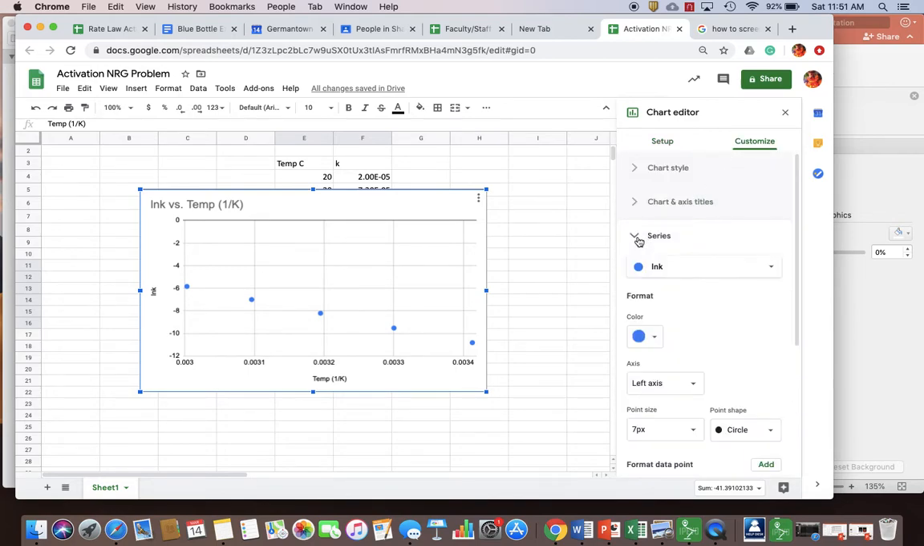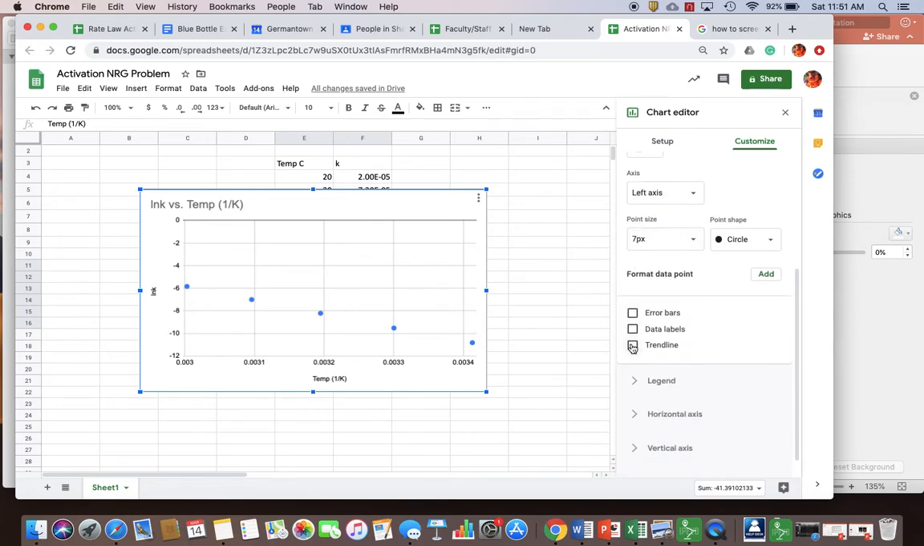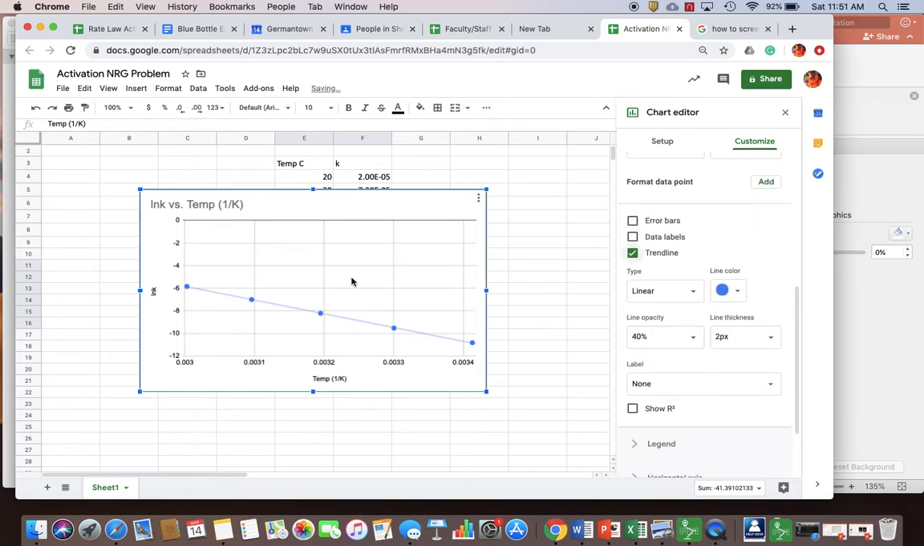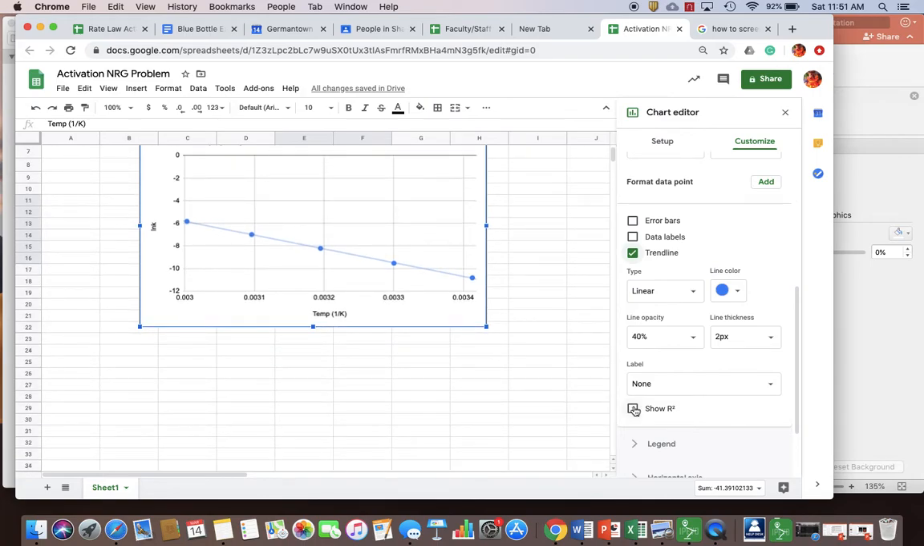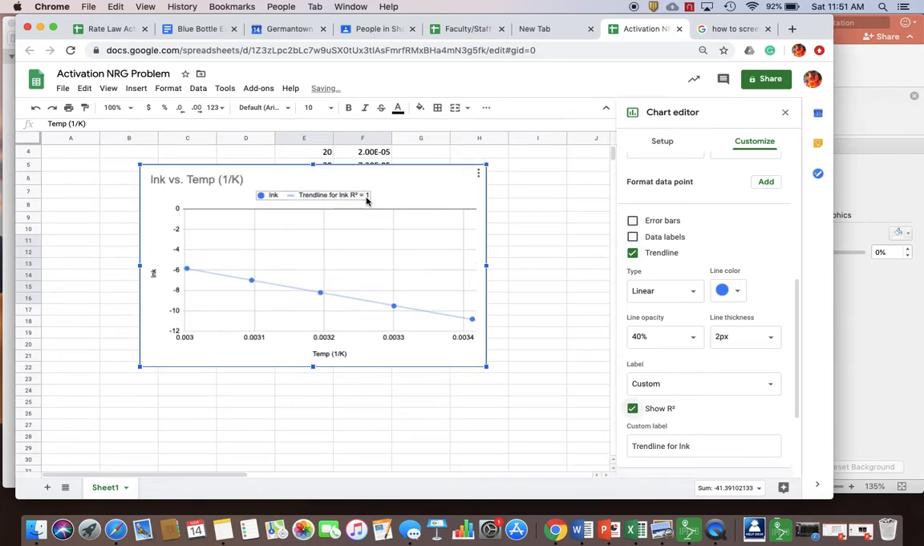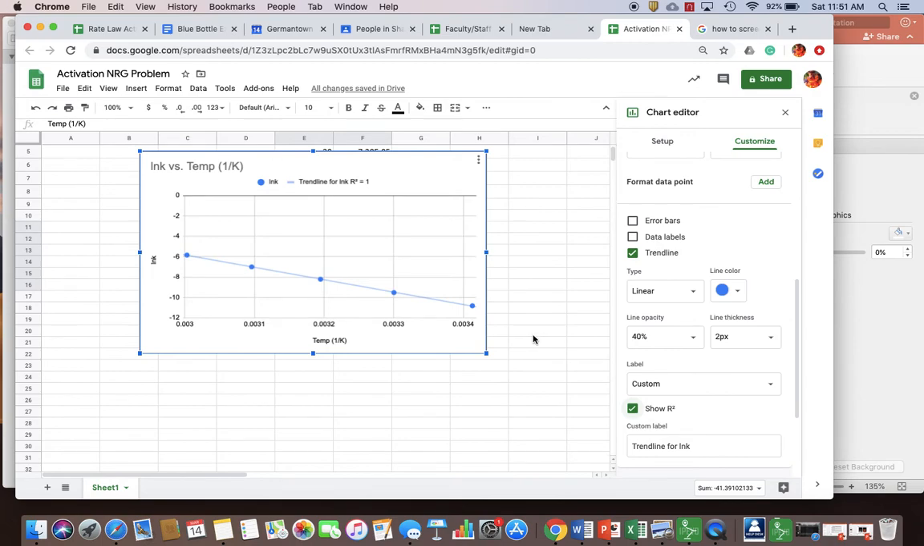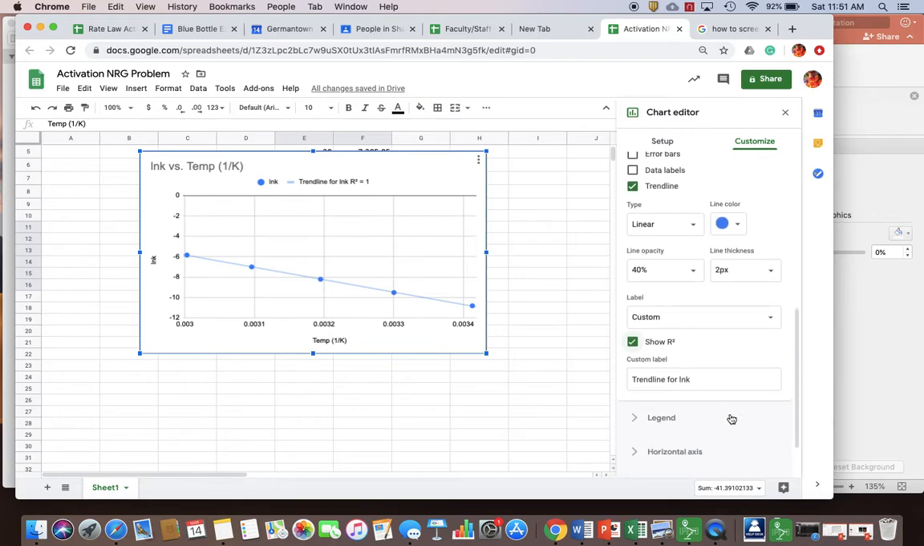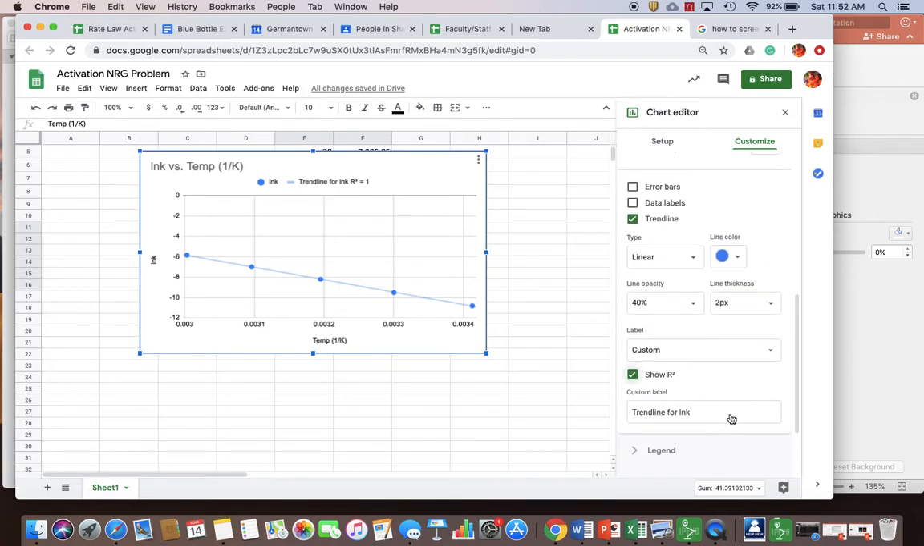We're going to go to series. We're going to add our trend line. And it's linear. Oh, beautiful linear trend line. That's what happens when you get data from the book. Show R squared, why not? Should look at that. 1, perfect R squared. So again, that means our trend line matches perfectly with all our points. It goes right through them all. 1 is the highest R squared value you can have.